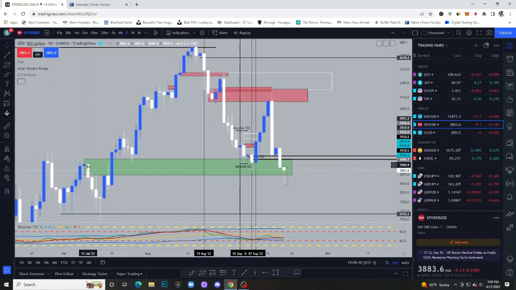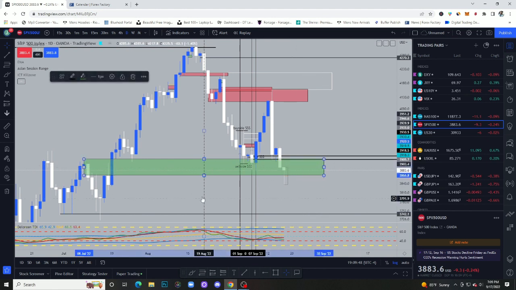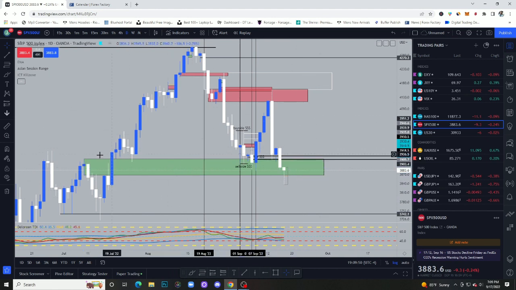But that being said, right here on the daily time frame, this green box that I have marked right here is basically a breaker block. This is an ICT bullish breaker block, right? That's why I have it green. And basically all a breaker block is, is a failed order block, right?